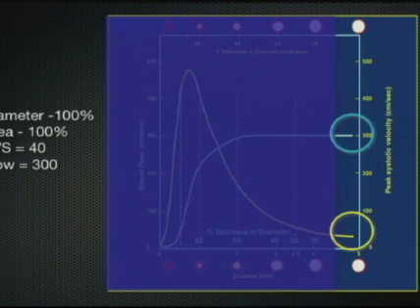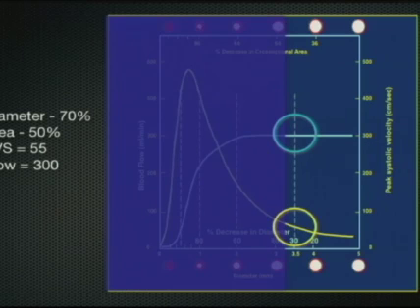Let's look at an example. Here we start with a normal vessel with a diameter of 5 millimeters. The diameter is 100% of normal. The cross-sectional area is 100% of normal. We measure the peak systolic velocity and find it to be 40 centimeters per second. The blood flow to the end organ is normal at 300 milliliters per minute.